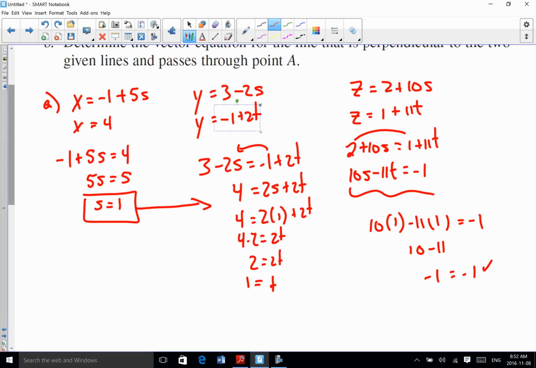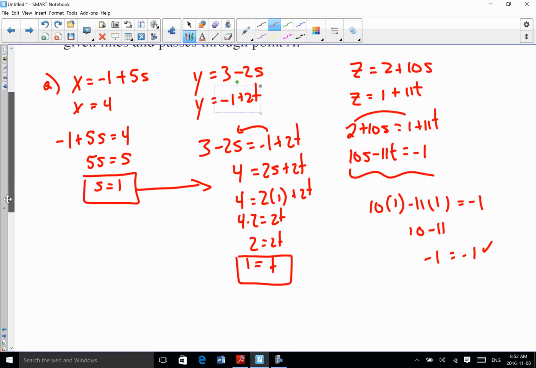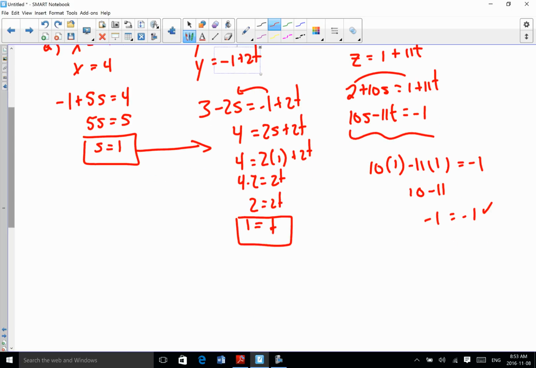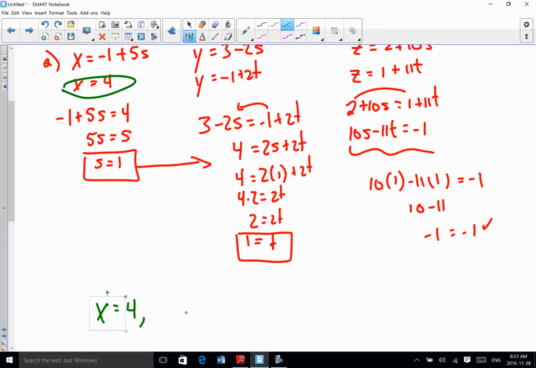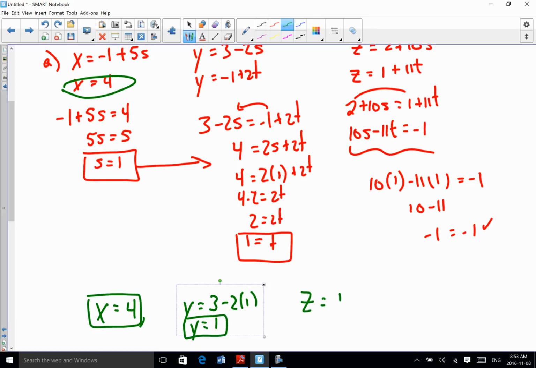So we know that when s is 1 and t is 1, we will find our POI, our point of intersection, which is point A in this case. So let's find it. Just to point out, x is 4. We already know that. You don't need to resolve that one. We can pick either of our two equations for y. So y will be 3 minus 2s, but s is 1. So in other words, y has got to be 1. And z will be 1 plus 11t, but we know t is 1. So 1 plus 11 is 12. So our POI, or point A in this case, is (4, 1, 12).